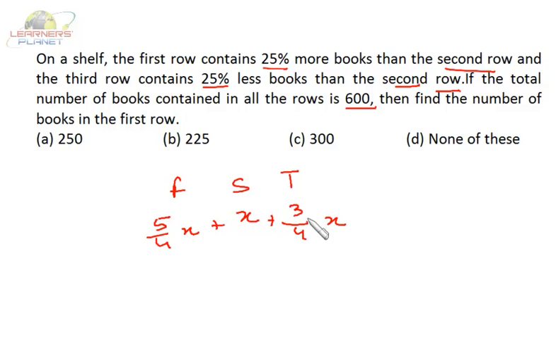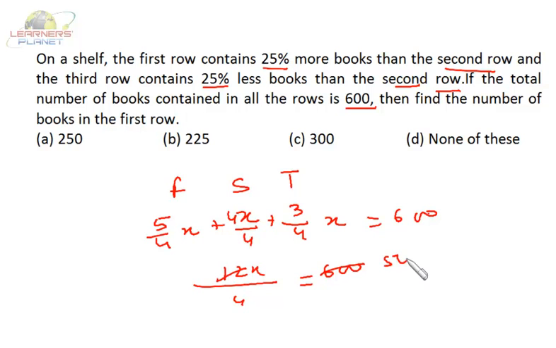Now the total books is 600. Okay, that means 5 plus 4 is 9, plus 3 is 12. So that means X is equal to 200. Okay, that means in the second row the total number of books is 200. That means in the first row it is 25% more. That means 200 plus its 25%, that is 50. So it is 250. Okay, I hope you are clear.